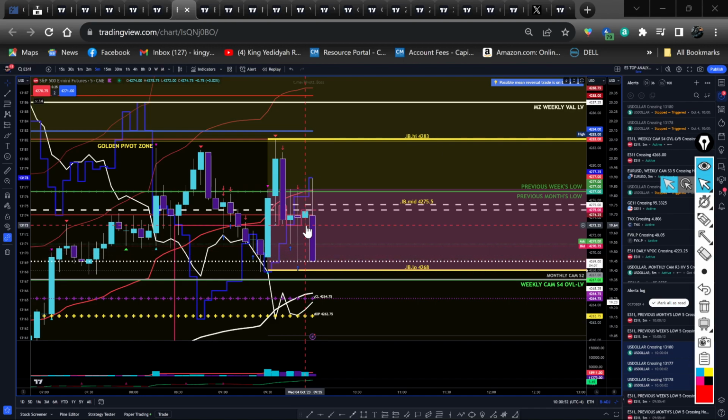Right, you see I'm not rushing into price. All this volatility, that's just whipsaw action. I can't really jump into that because where am I gonna put my stop loss when it's moving around like that?